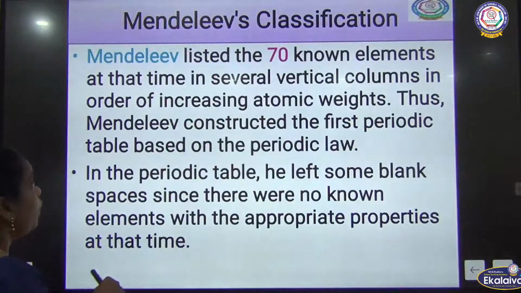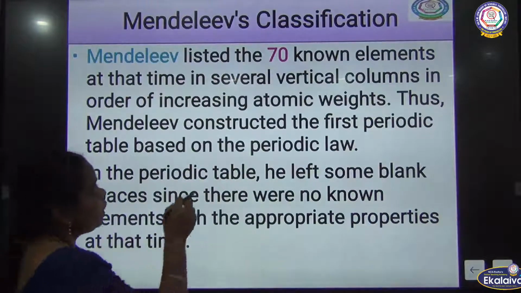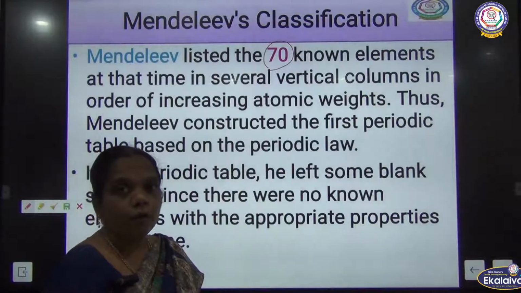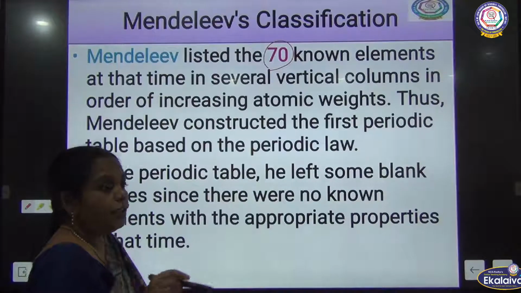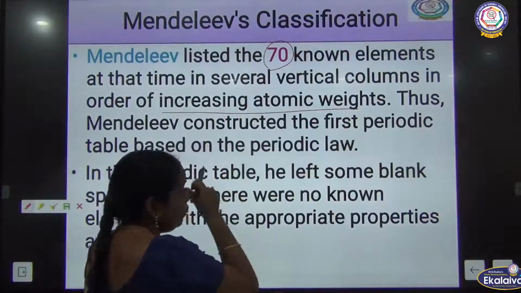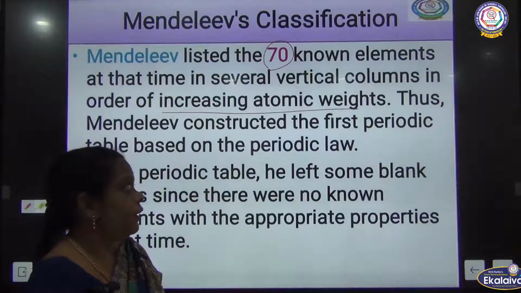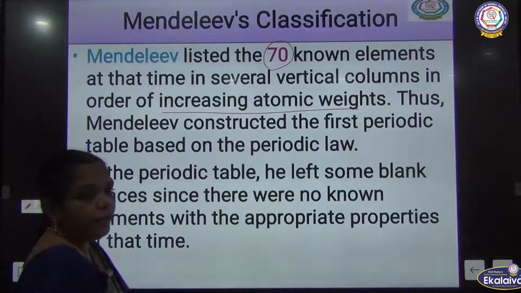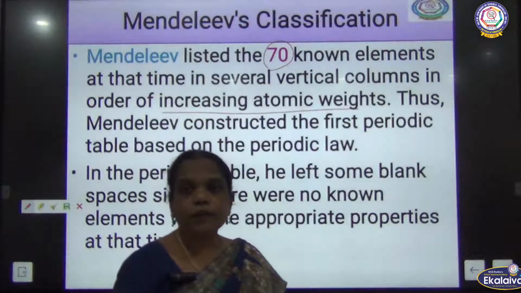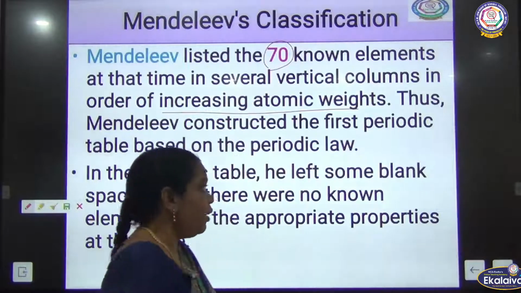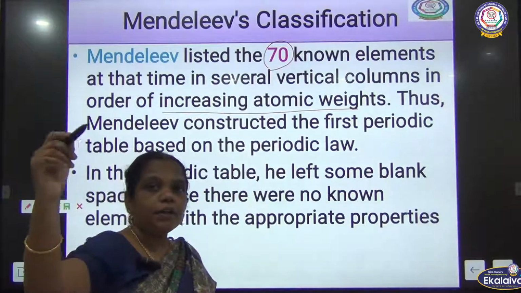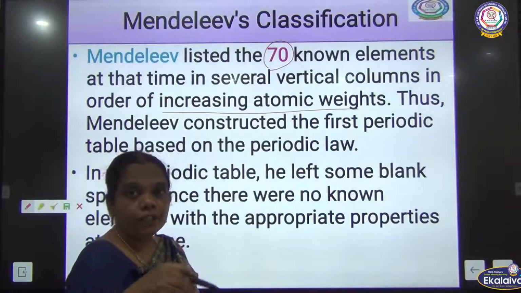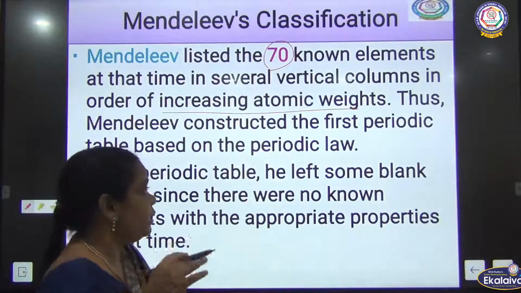So during that time, how many elements were there? About only 70 elements. He made vertical columns, arranging the elements in increasing order of atomic weight, based on the periodic law. The periodic law is what? The physical and the chemical properties of the elements are the periodic functions of their atomic number. So by increasing the atomic mass, the physical and chemical properties also change gradually.